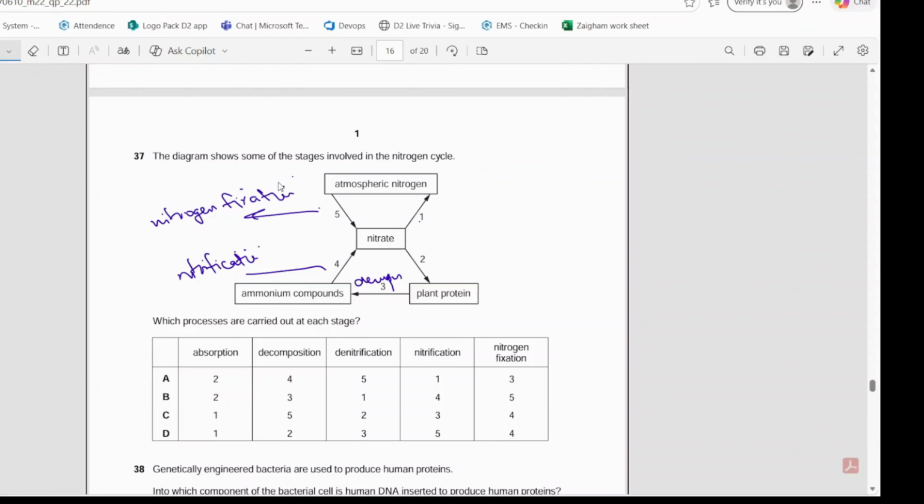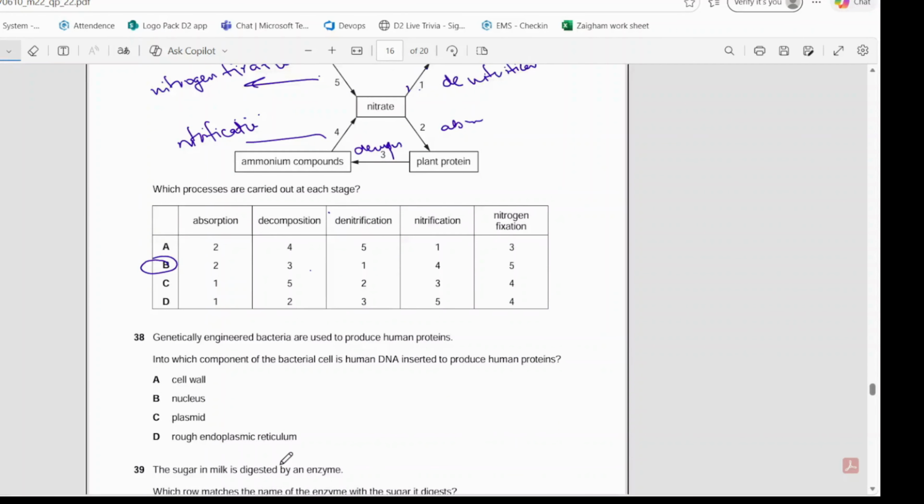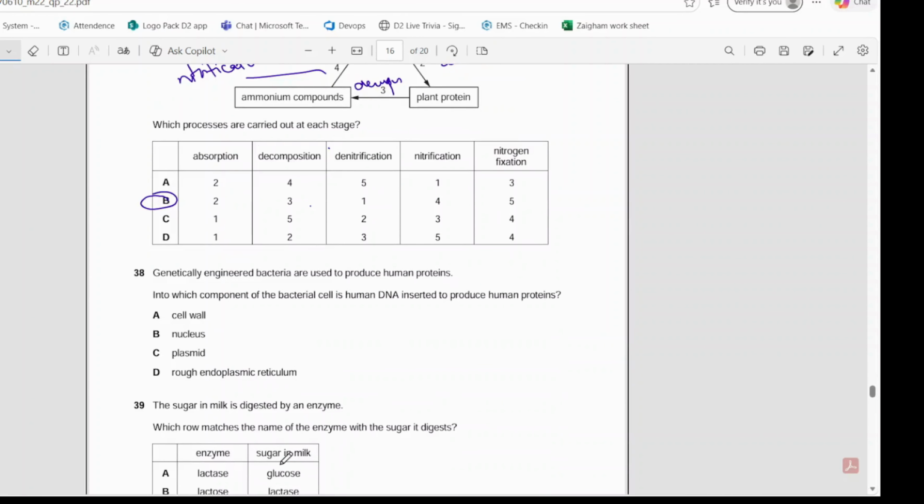Okay. I thought, my bad, I thought the direction is this. Okay. Nitrates are converting back into atmospheric nitrogen. Sorry, it is denitrification. Denitrification. So let's say number 2 is absorption. Nitrates are taken up by the plant through active transport and converted into protein. So which option is correct? Oh my god, it's so confusing. 2 is absorption. Decomposition is 3. Denitrification, it would be B. Correct.